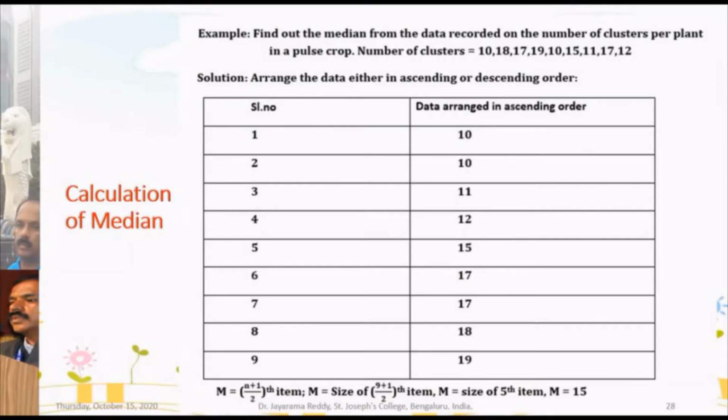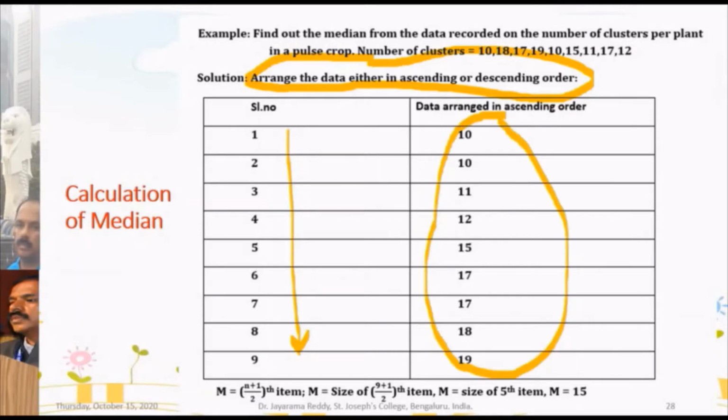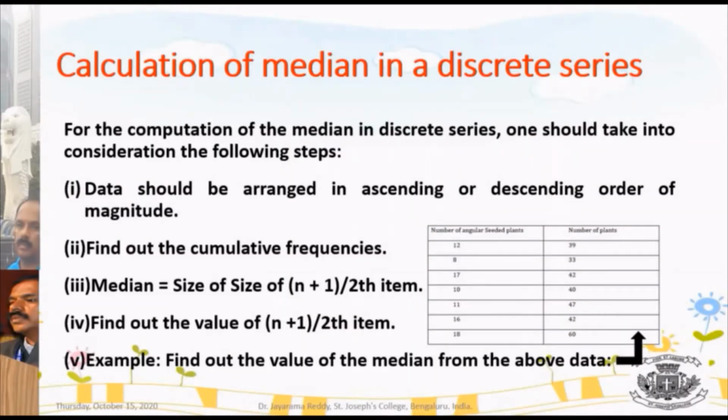So we have a simple problem here. The first thing that we should do is arrange the data in either ascending or descending order of magnitude. I have arranged the data in the ascending order, as you can see here. After arranging, I must find the size of n plus 1 by 2th item. N is the number of observations. Suppose you have 9 observations, 9 plus 1 by 2, that is 10 by 2, that is the 5th item. The 5th item here is the median.